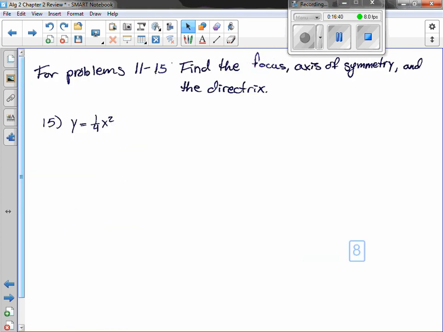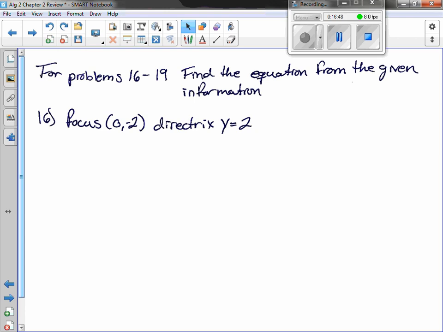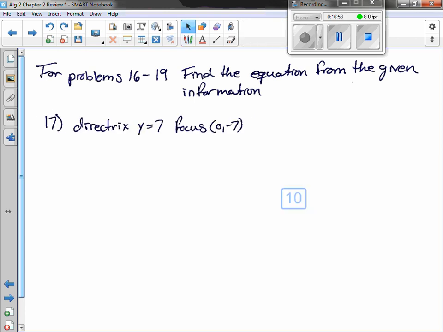Okay. Now, most of the rest of these here are going to be the same thing. We do the exact same process for these. 16, not on the test. 17, not on the test.